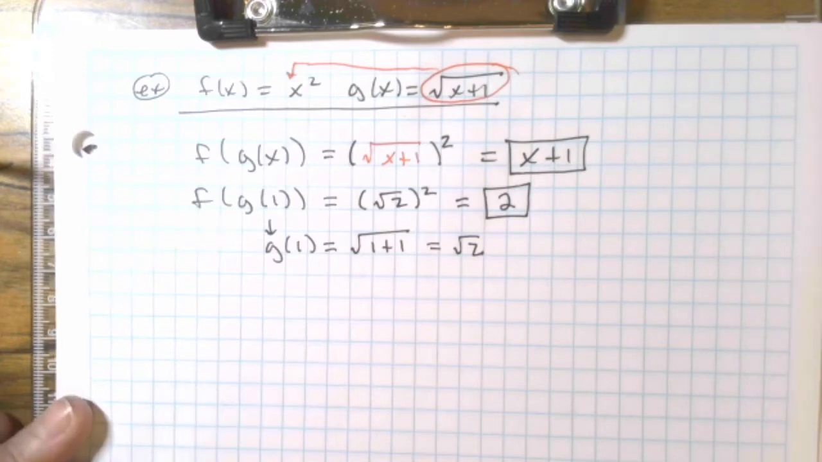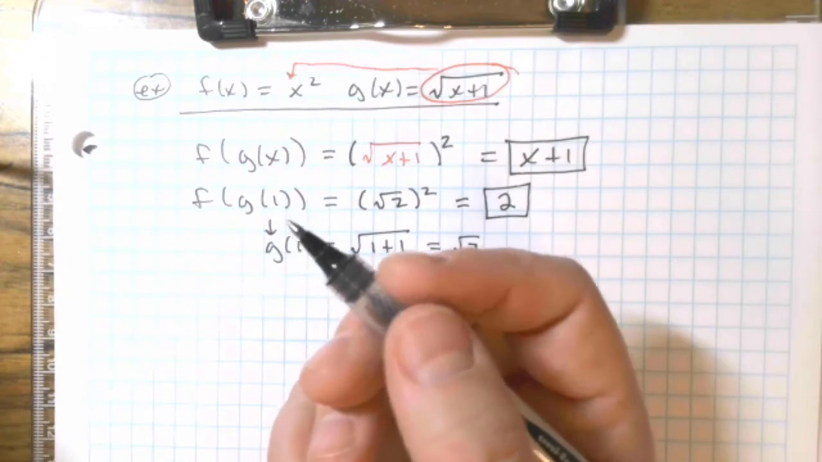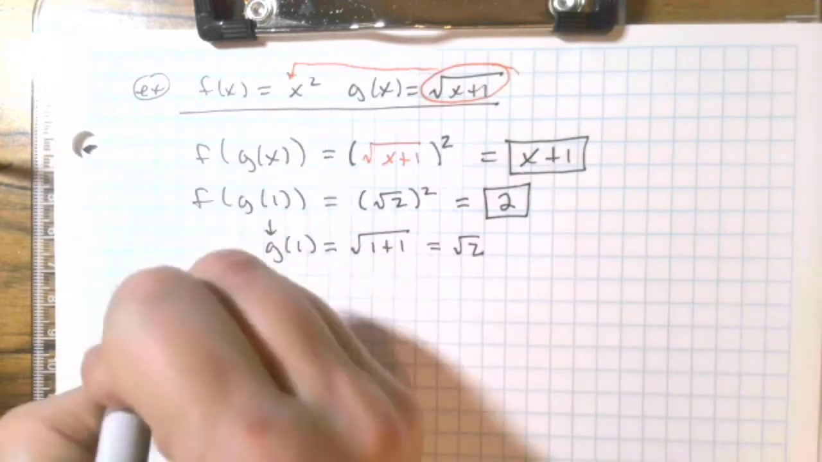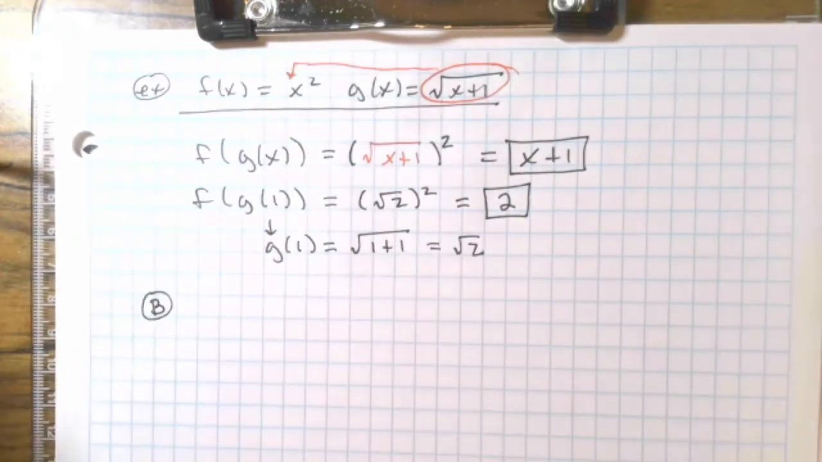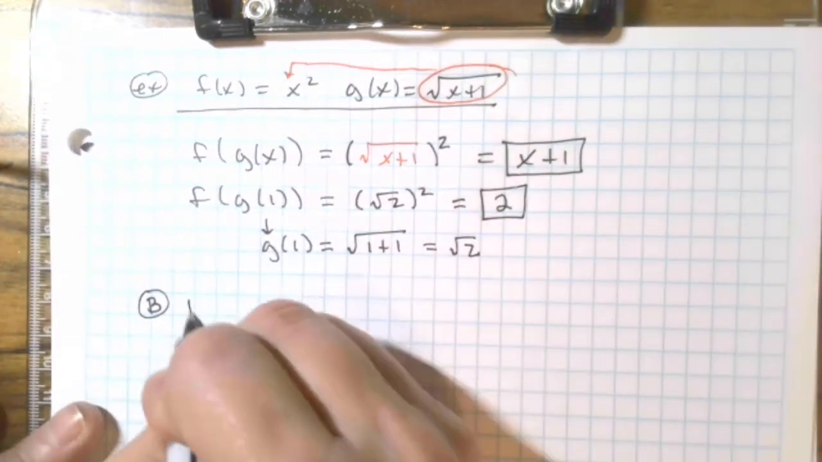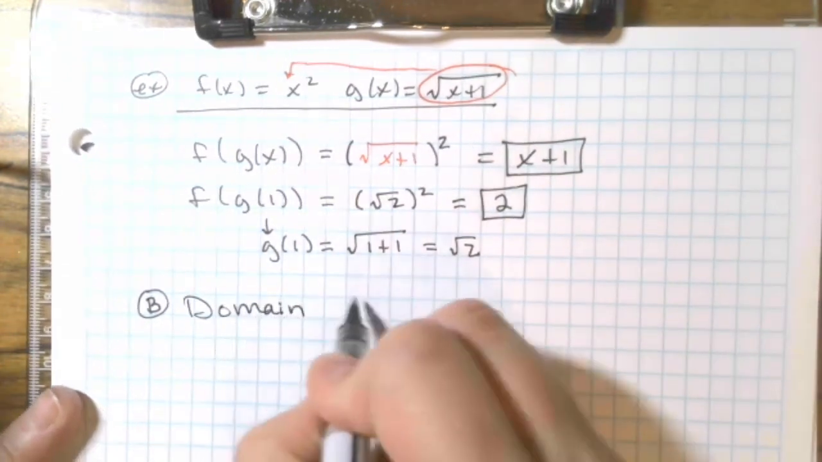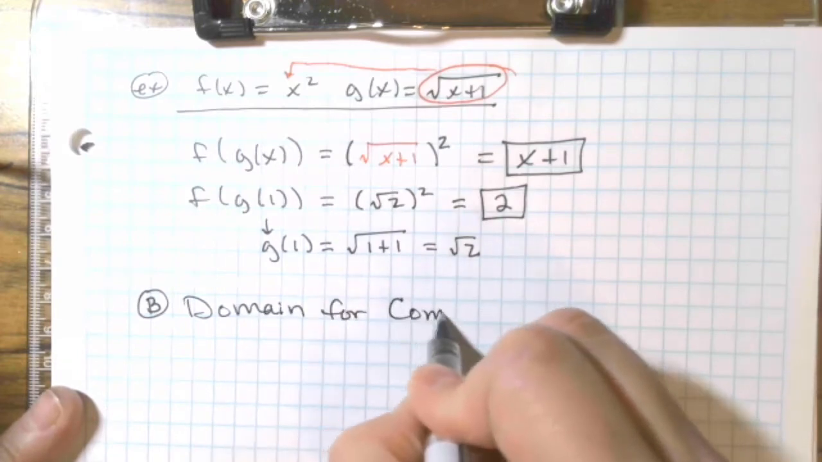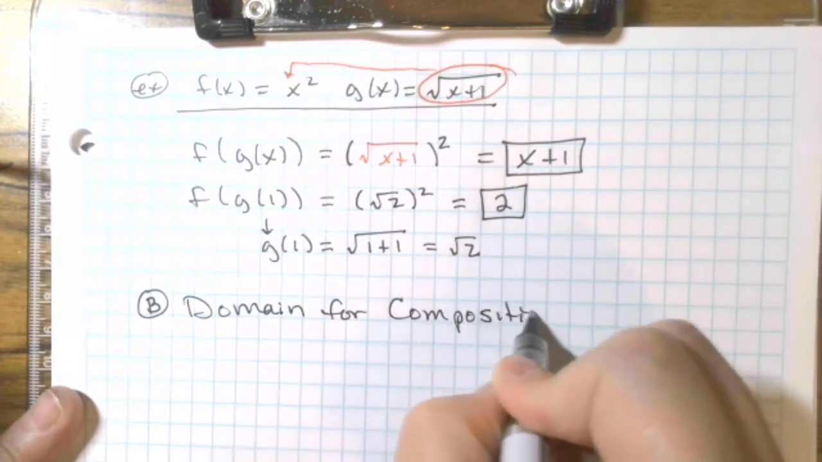Let's go through then the domains for compositions of functions. So we're going to call this B. That's A. So domain for compositions.